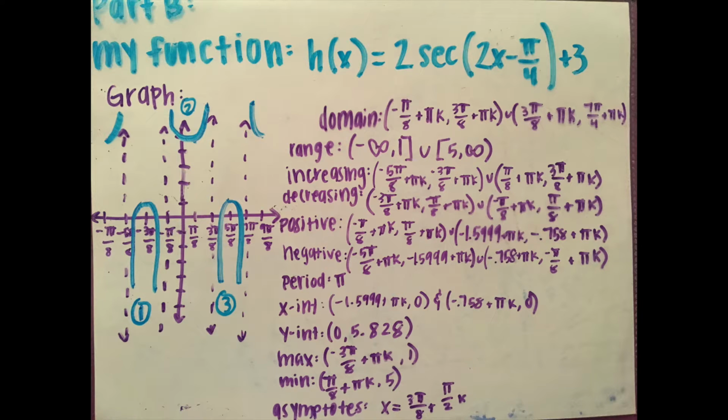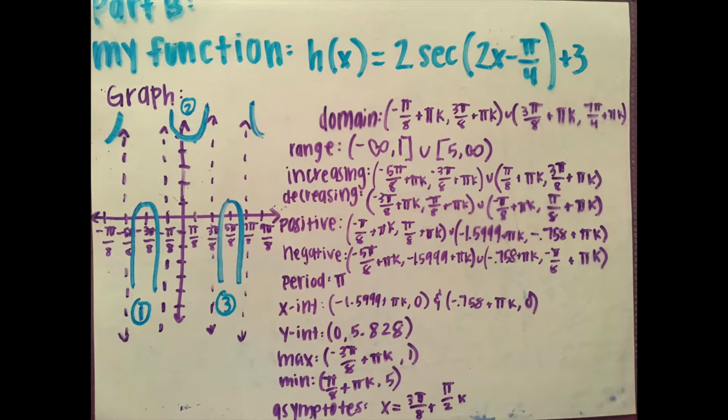Next, looking at the asymptotes of curve 1 and the maximum of the curve, and the asymptotes of the second curve and the minimum of that curve, I was able to determine that my graph increases from negative 5 pi over 8 plus pi k, comma, negative 3 pi over 8 plus pi k, union pi over 8 plus pi k, comma, 3 pi over 8 plus pi k.